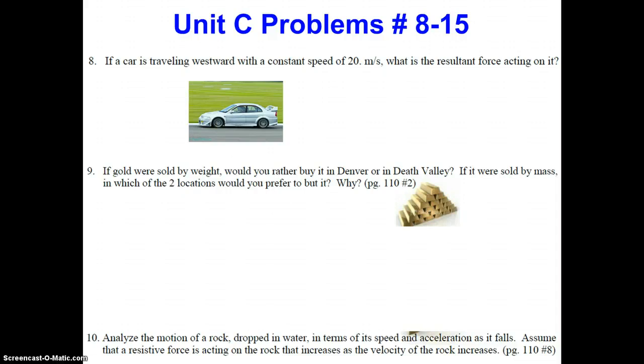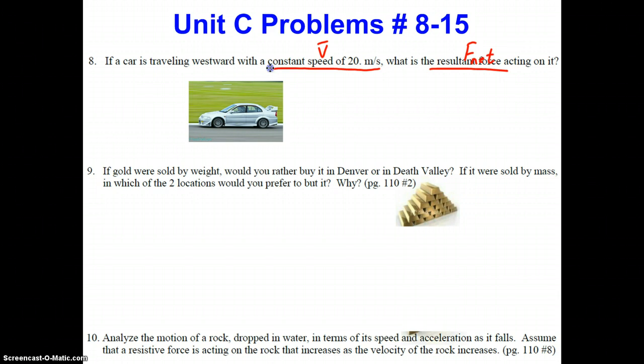It says, if a car is traveling westward with a constant speed of 20 meters per second, so that's v, and it would be average speed there, what is the resultant force acting on it? So they want the F. Really, when you hear resultant force, it's the same thing as net force.